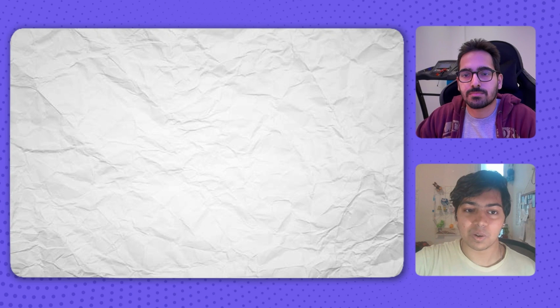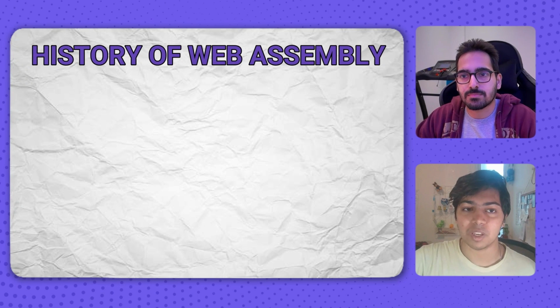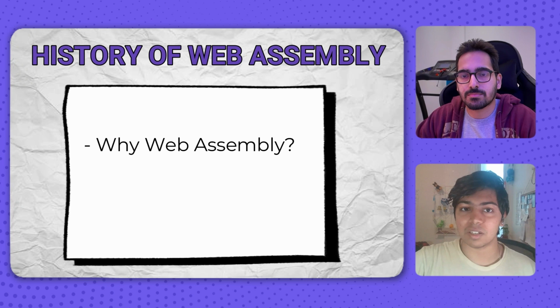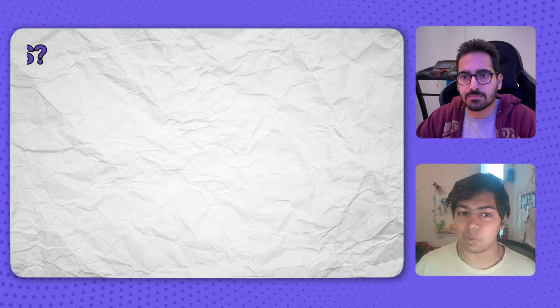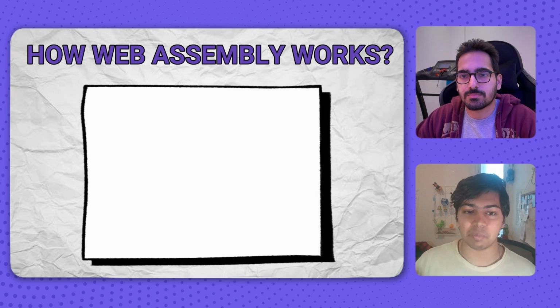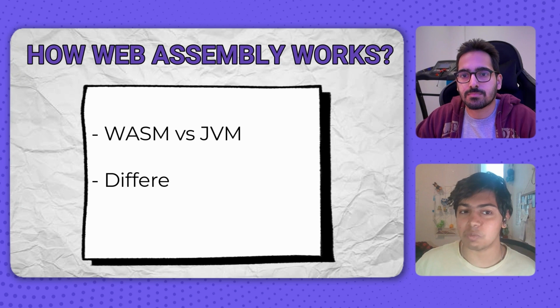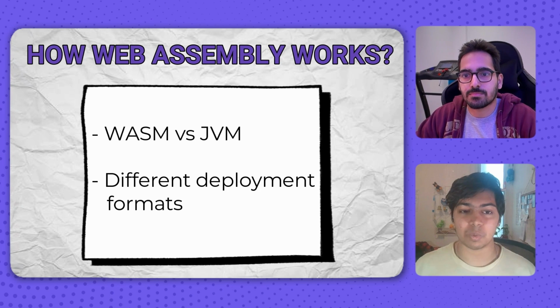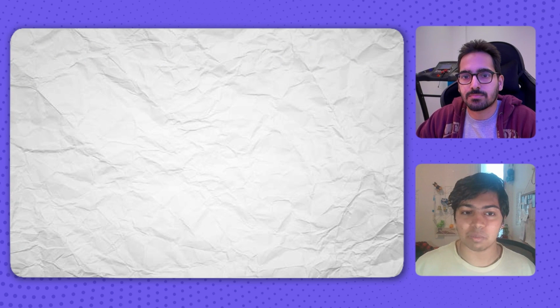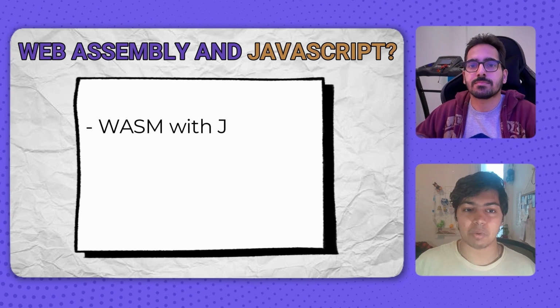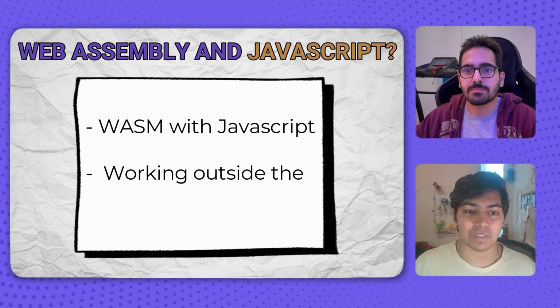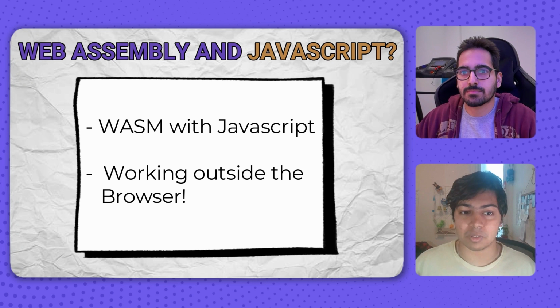So let's take a quick look at what we learned in this course. We started off with a history of WebAssembly, why WebAssembly came into play, and why it was even a problem worth solving. We then took a look at how WebAssembly works. And at that time, I bet a lot of you might have been thinking about how WebAssembly is different from the Java Virtual Machine and those kinds of deployment formats. So we also talked about that. We then talked about how WebAssembly was originally built for JavaScript, how it worked with JavaScript, and how it's now working outside the browser as well.